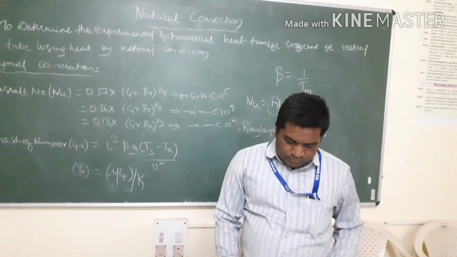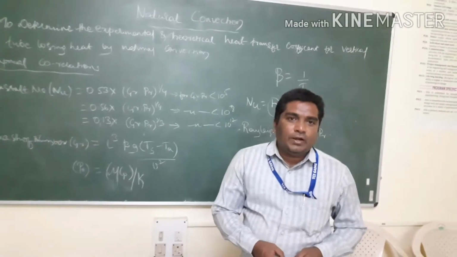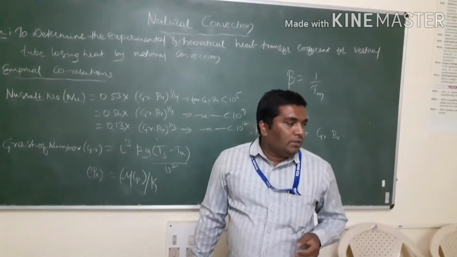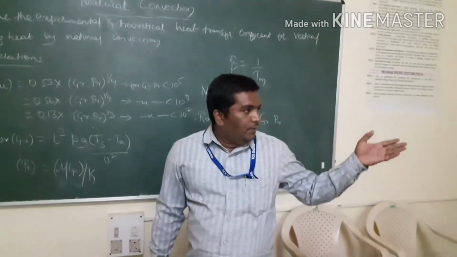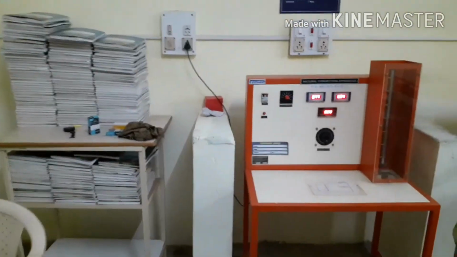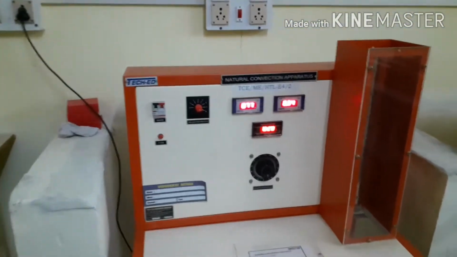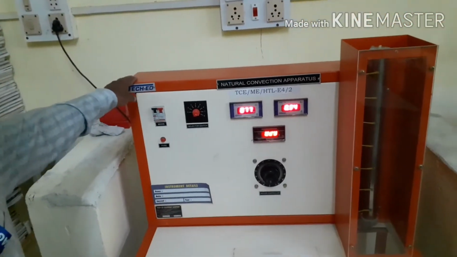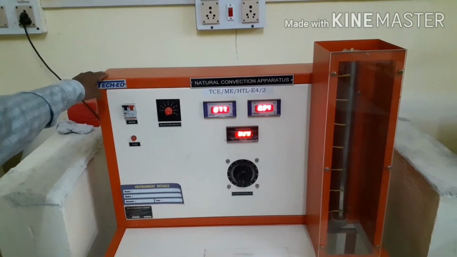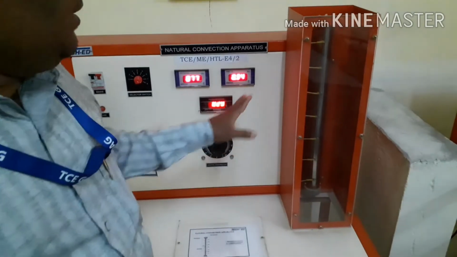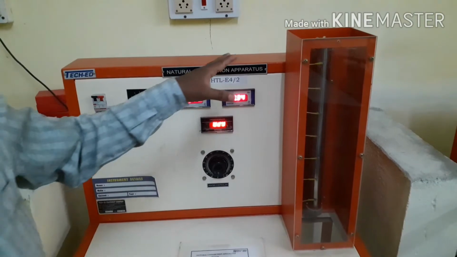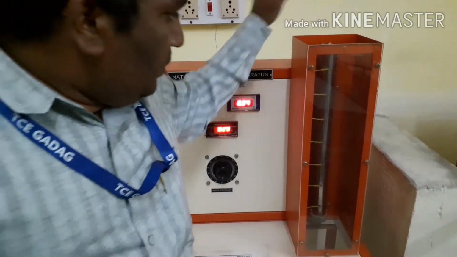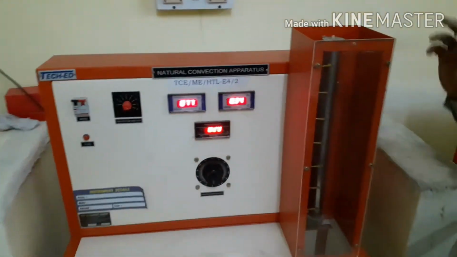In this experiment, the apparatus required is the natural convection setup, which has a vertical tube. Here you can see this is a natural convection apparatus. As we know, natural convection is a mode of heat transfer between the moving fluid and the vertical tube. Here is the experimental setup.